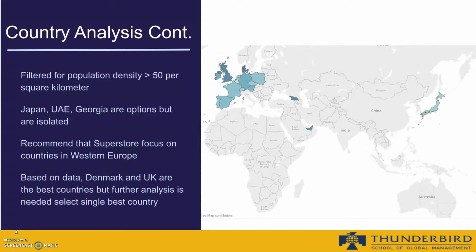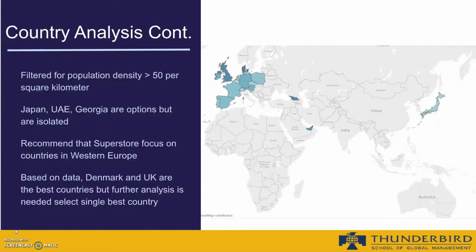This eliminated economies like Canada and Australia, which although have healthy business environments, have populations that are very spread out. By focusing our operations in countries that are more densely populated, we can reach more consumers at a lower cost because we won't have to ship the products as far and we can open fewer stores. Now you can see based on this visualization, most of these countries are in Europe. Japan, United Arab Emirates, and Georgia present viable options for entry, but we would recommend staying in Central or Western Europe because it makes expansion geographically easier.